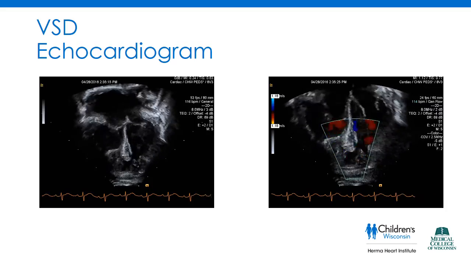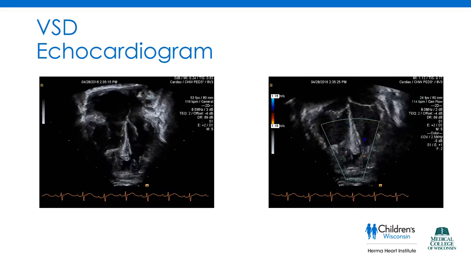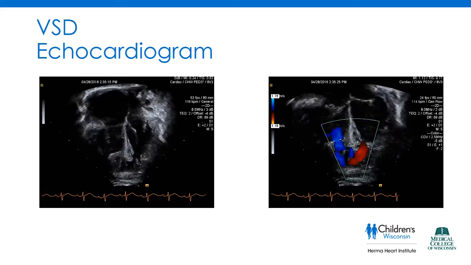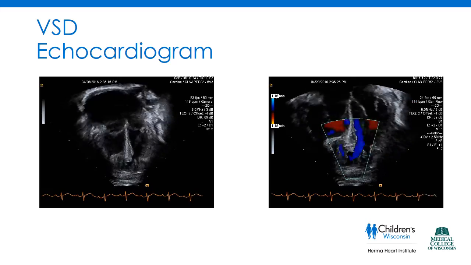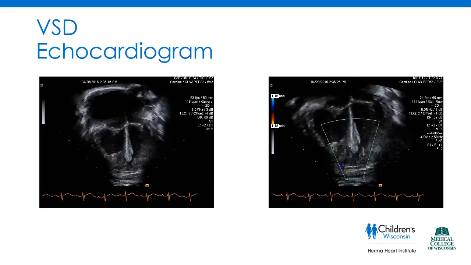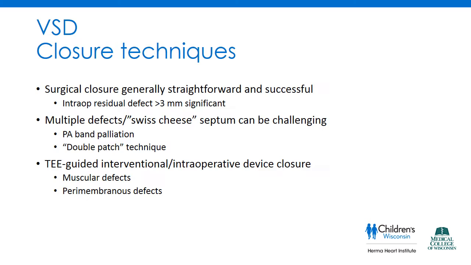So basically what this is supposed to show is that there's color flow going through, and I think you can very clearly see that there's a defect here, and that blood is flowing. Well, this picture should have shown blood flow going left to right.